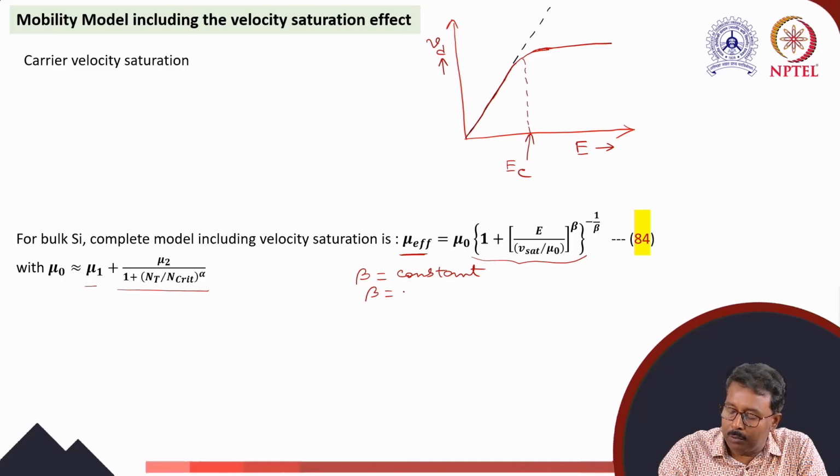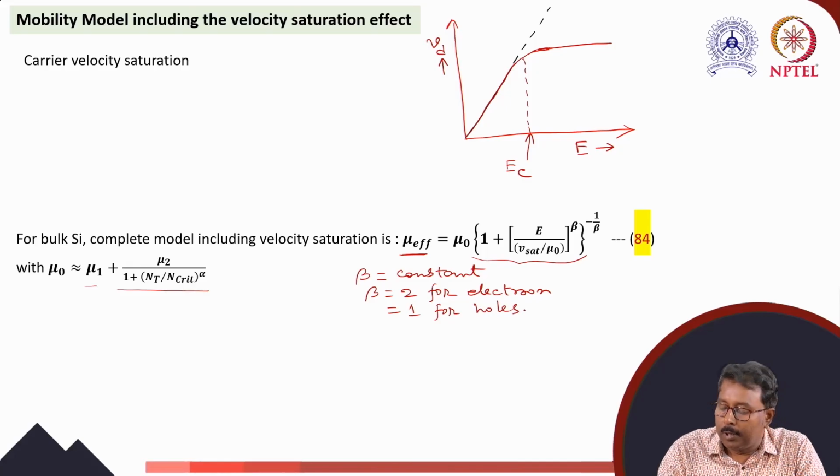Beta value is equal to 2 for electron. Generally, it is taken this value for silicon, and it is equal to 1 for holes. In this equation, why in this form?